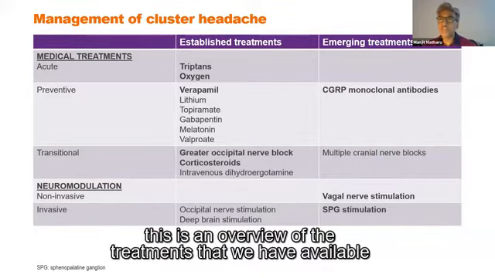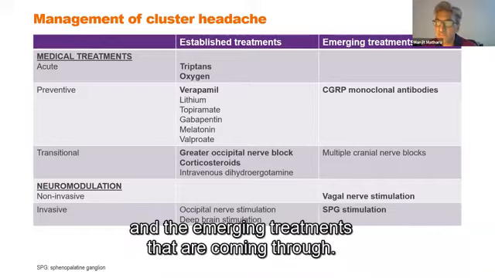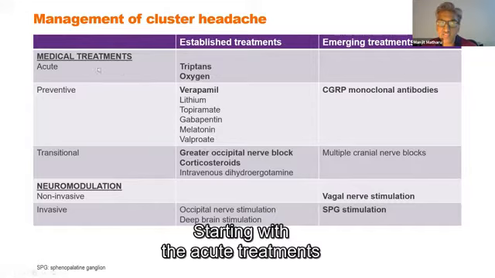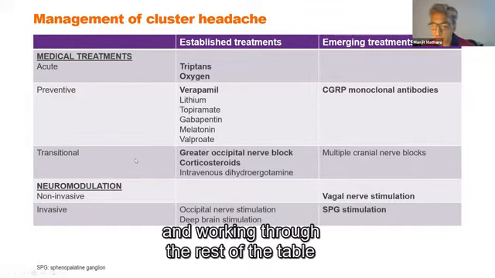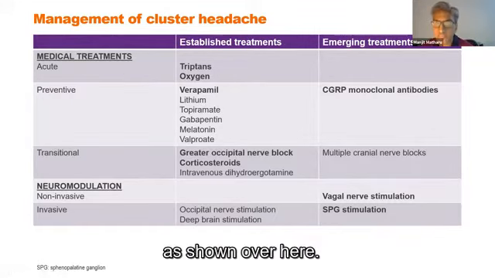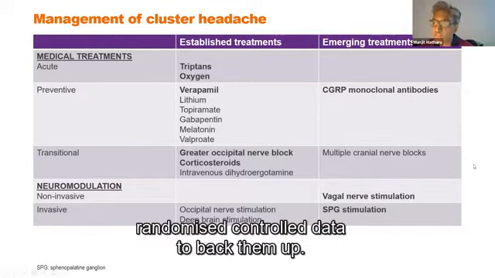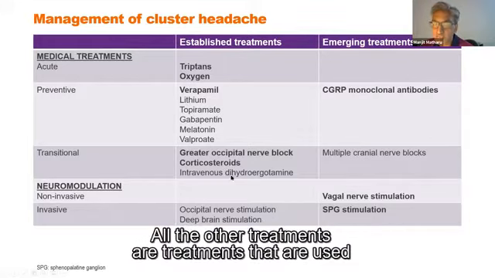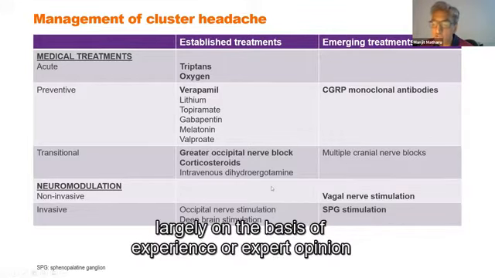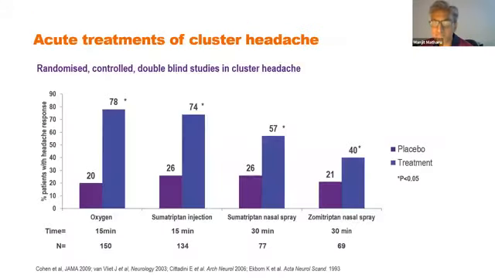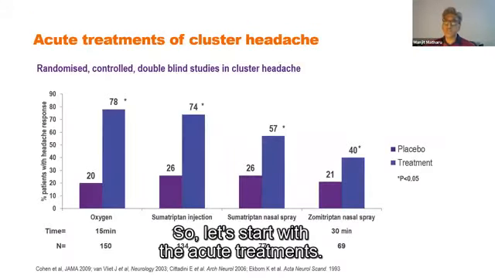Okay, so this is an overview of the treatments that we have available and the emerging treatments that are coming through. And I'm going to go through this table one by one, starting with the acute treatments and working through the rest of the table as shown over here. The treatments that are shown in bold are all the treatments that have got randomized controlled data to back them up. All the other treatments are used largely on the basis of experience or expert opinion or case series without randomized controlled evidence. So let's start with the acute treatments.